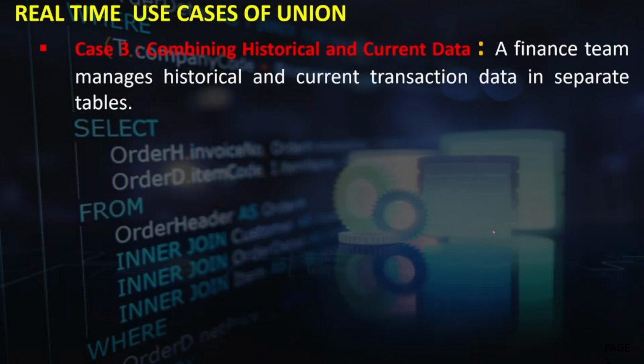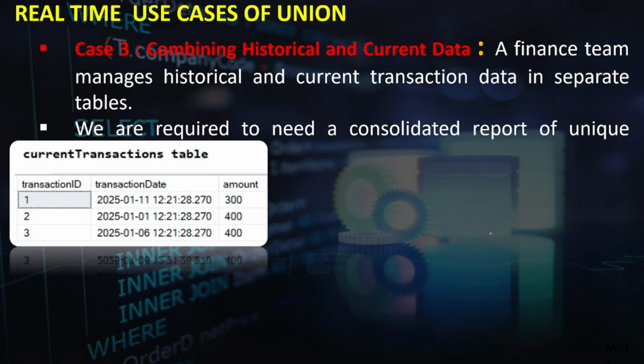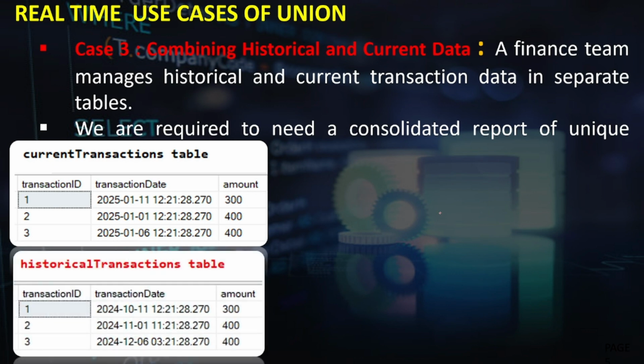The third example is combining historical and current data. Let's say there is a finance team that manages both historical and current data. So there are some transactions which took place earlier, and some transactions which have taken place very recently. This way there are two tables. One is the current transaction table and the other is the historical transaction table. The historical transaction table holds old data, whereas the current transaction table holds the recent data.